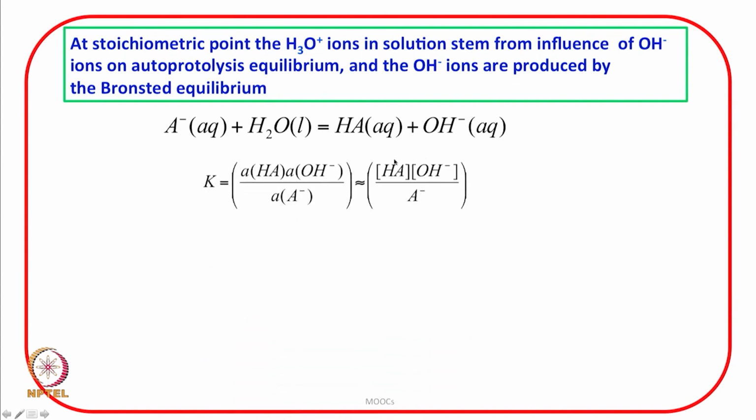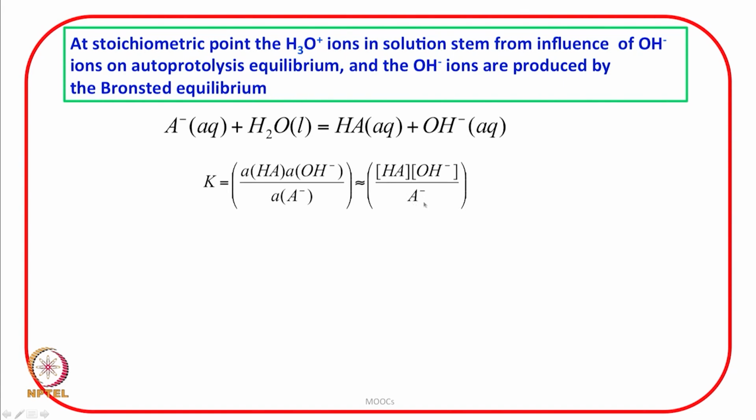If I write the equilibrium constant for this particular reaction, it will be the activity of HA times the activity of hydroxide ion over the activity of A minus, taking the activity of water to be 1. When you convert these into molar concentrations, you get this kind of expression: the molar concentration of HA, the molar concentration of OH minus, and the molar concentration of A minus. Treat it as within the brackets.